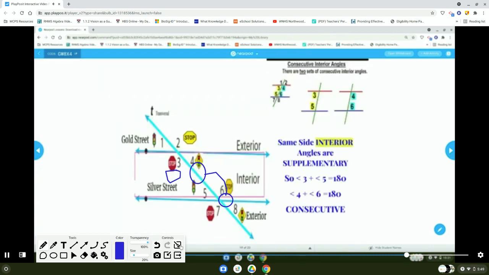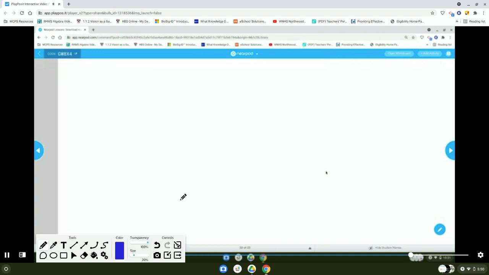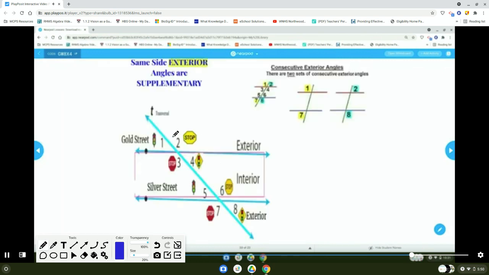We also have same side on the exterior. Remember, they're supplementary. Angle 3 plus angle 5 adds up to 180. Angle 4 and angle 6 add up to 180. They are consecutive, same side. Same will happen when you get to the exterior. On the exterior, angle 2 and angle 8 are on the same side on the outside, but they are not congruent. 1 and 7 are on the same side on the outside exterior, but they are not congruent. They just add up to 180 degrees, supplementary.